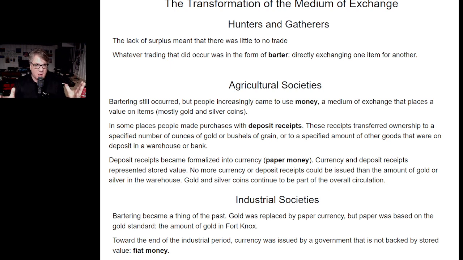Then we get into agricultural societies and again, the dawn of civilization. This really is where the economy starts. So now people are able to grow enough food, more than what they need, and they have extra left over. What do you do with that surplus? And that's where we start trading things on a larger scale.